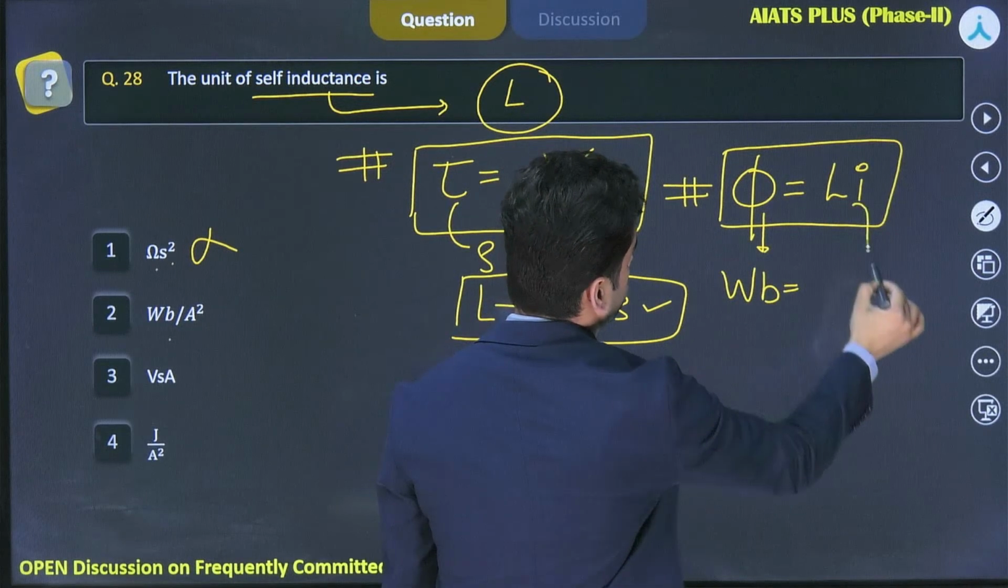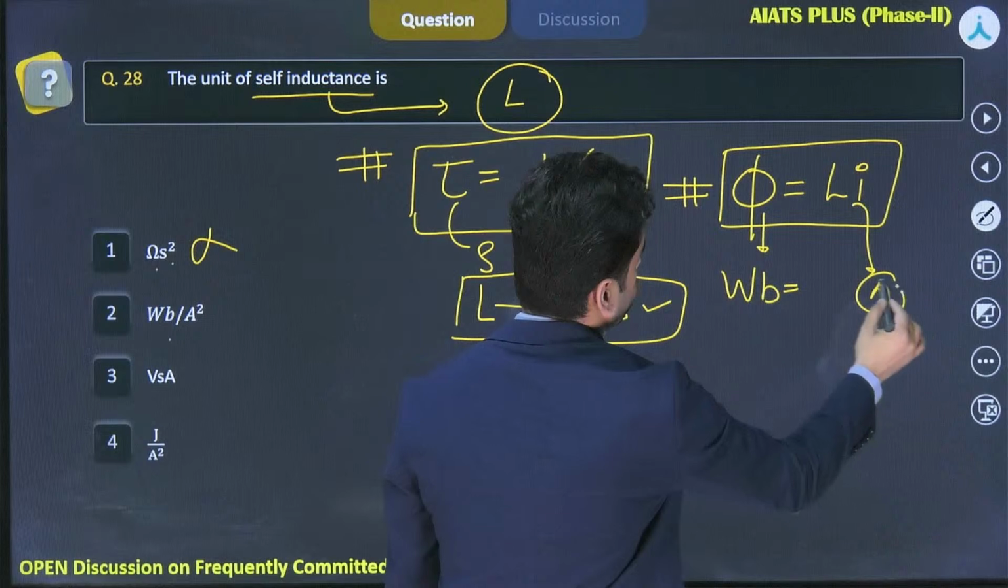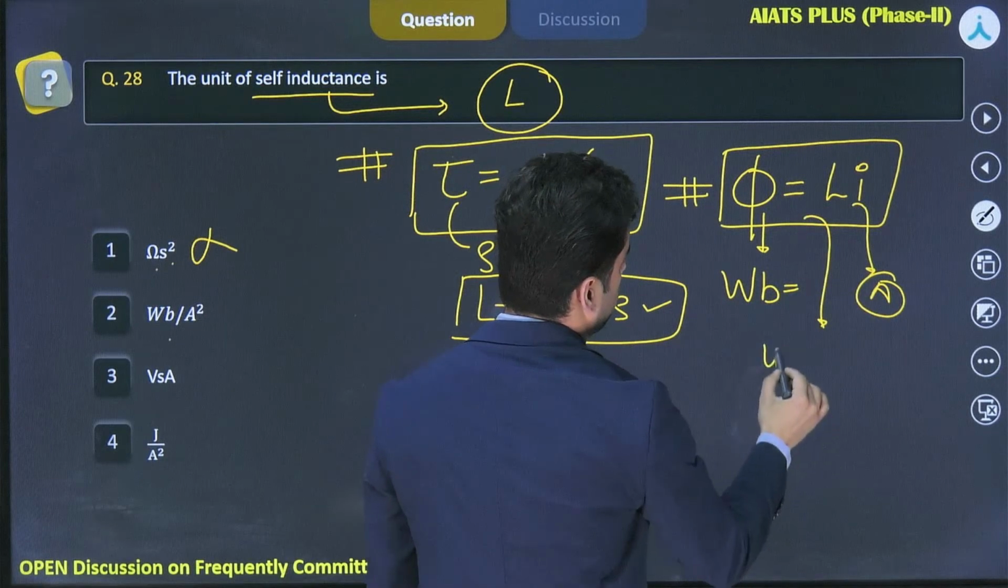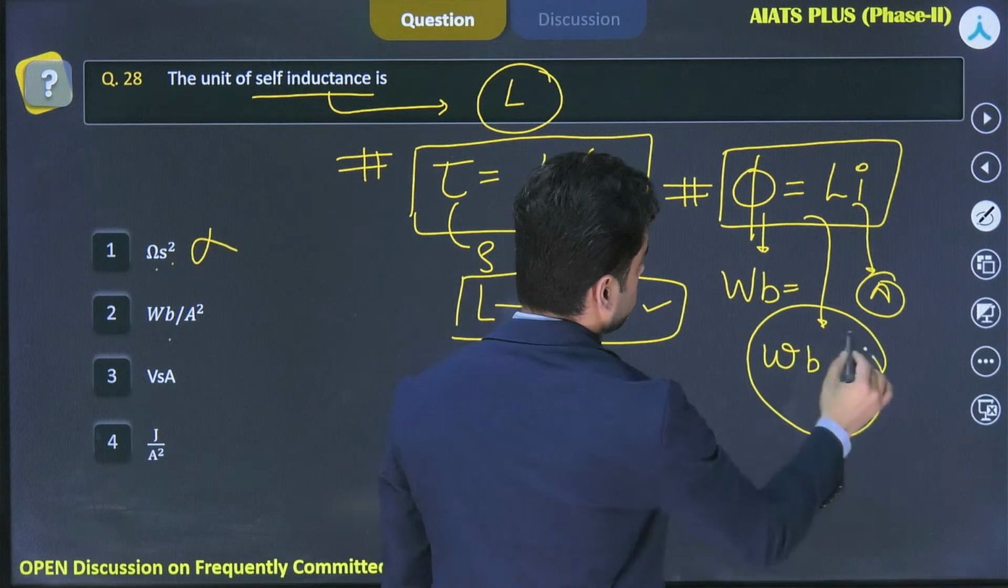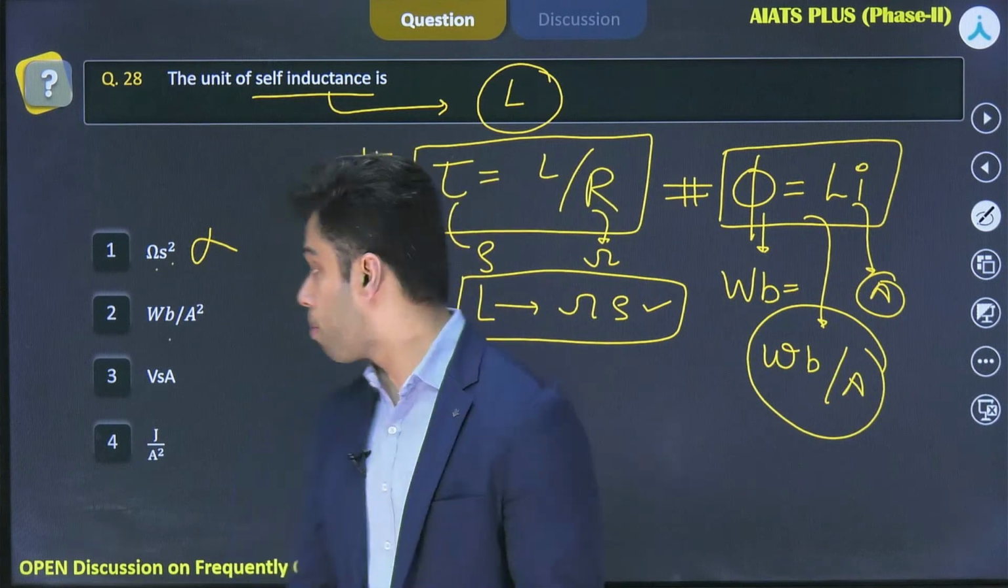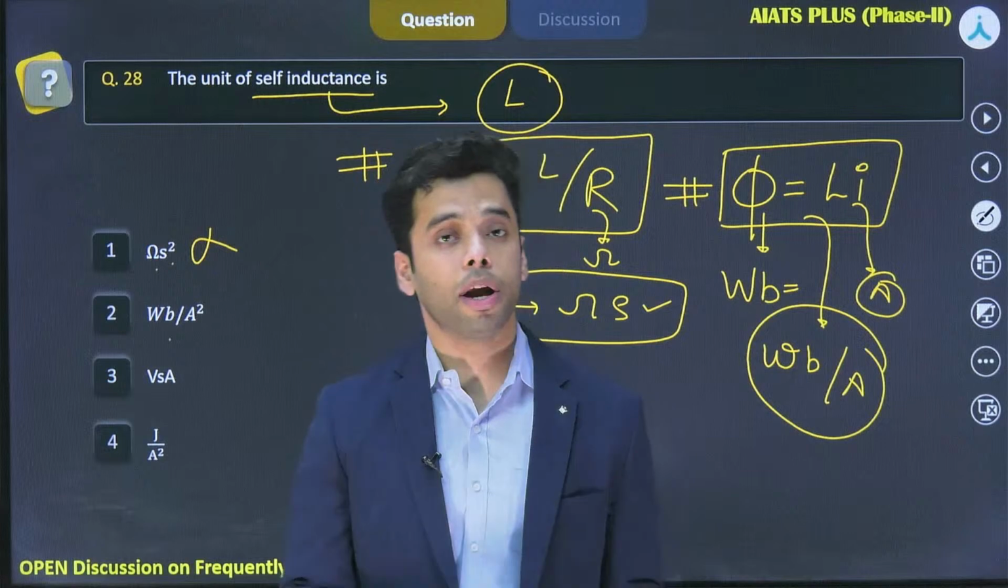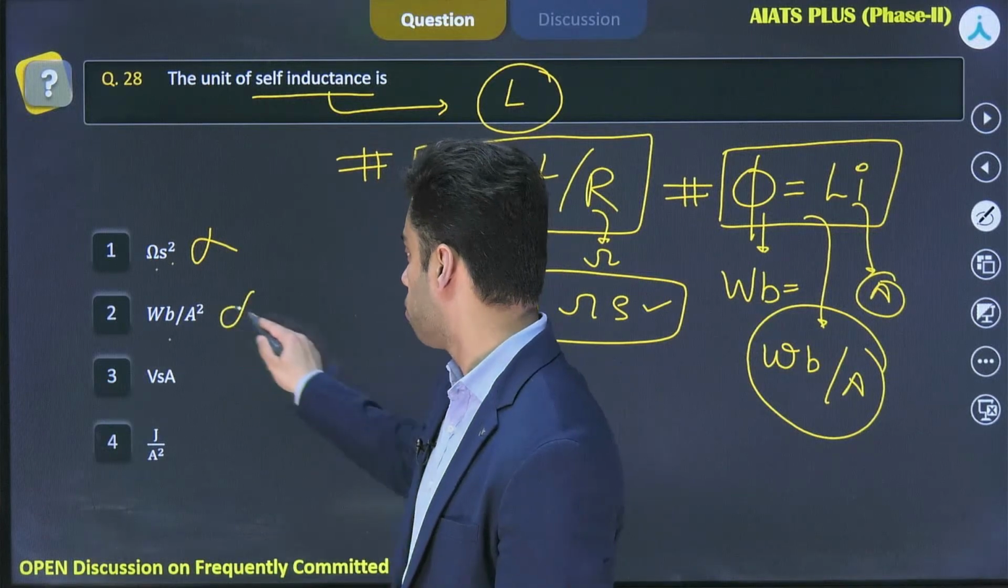L you need to find will have a unit of ampere. So one of the units from here comes out to be Weber per unit ampere. Weber per unit ampere is given as Weber per unit ampere square. So this one is also wrong.